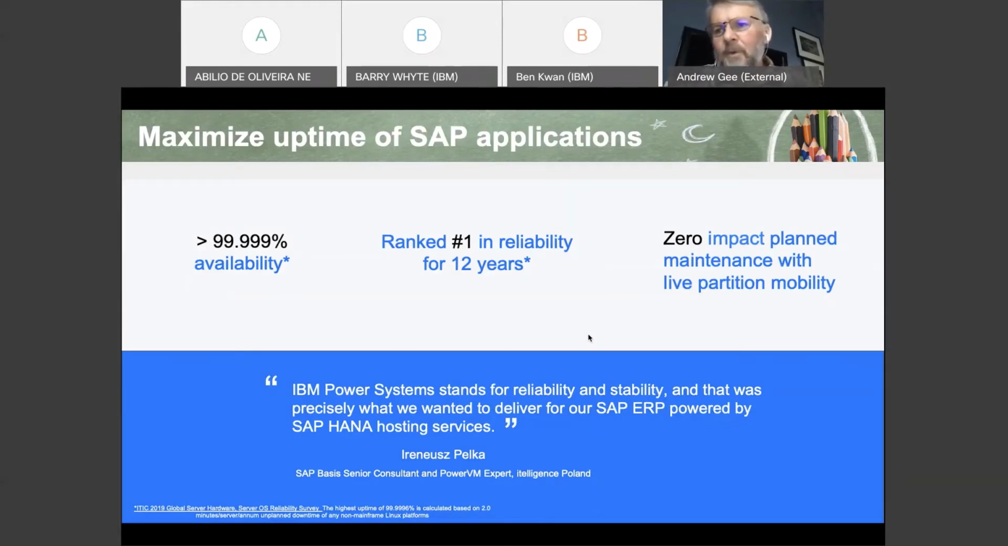We've been ranked #1 in reliability for 12 consecutive years, along with the mainframe, which is probably slightly more reliable than we are. And we have zero impact planned maintenance with live partition mobility. So we can actually move a working HANA instance from one machine to another and then do maintenance work on it.